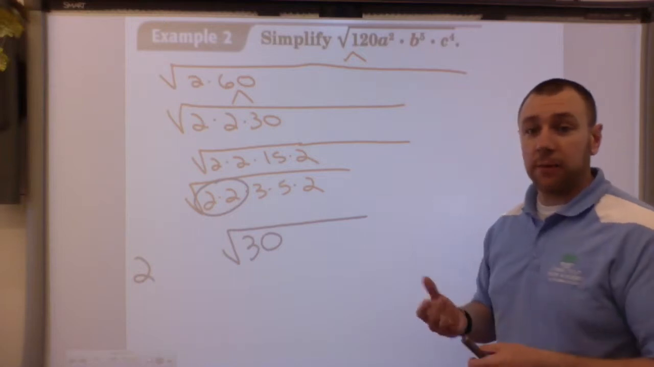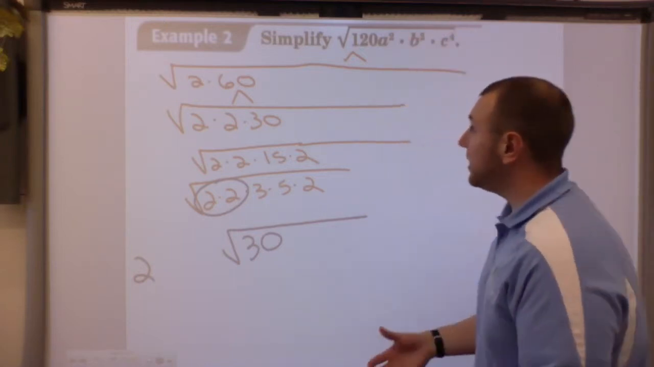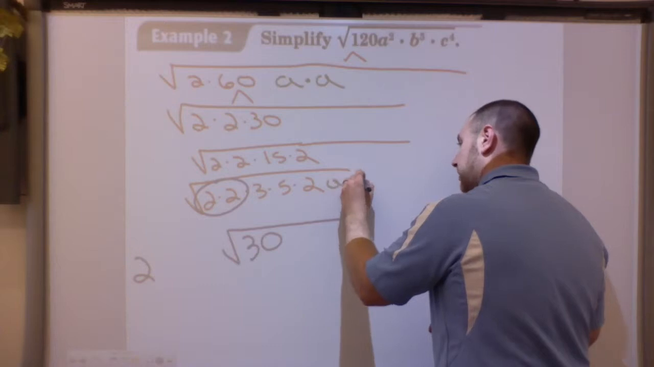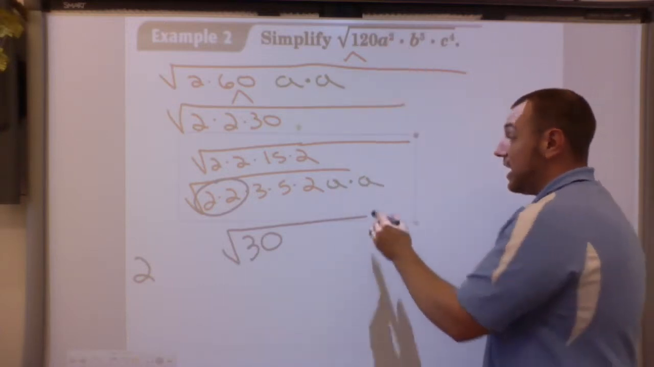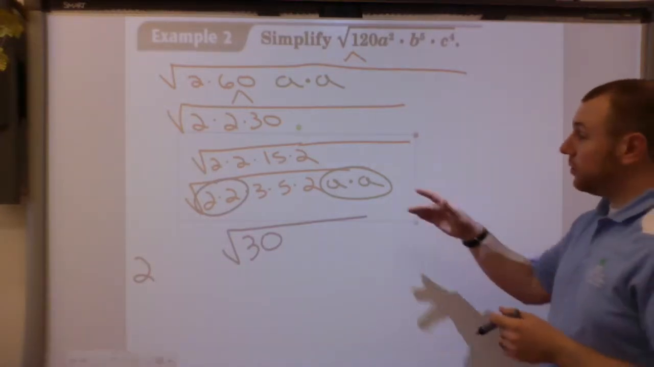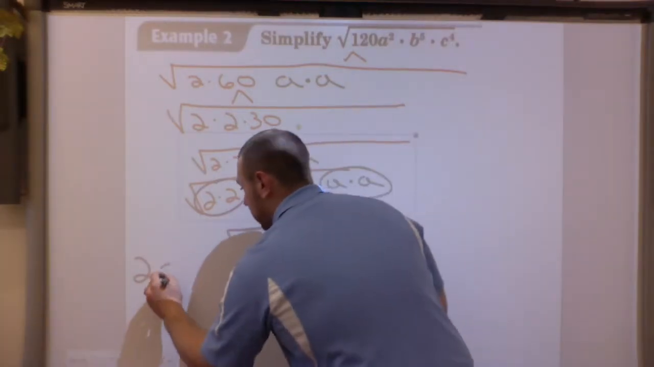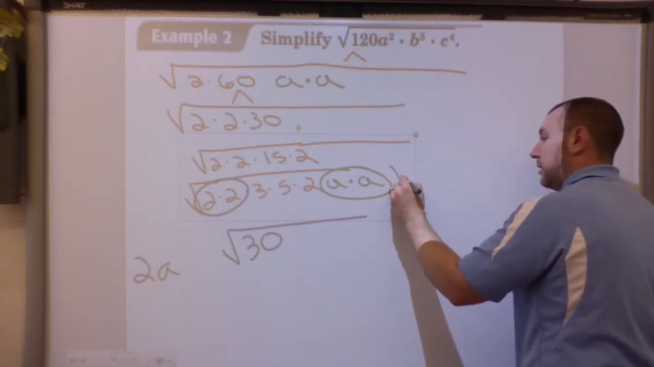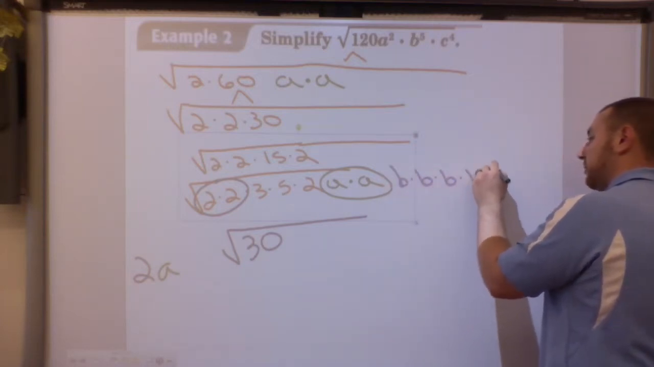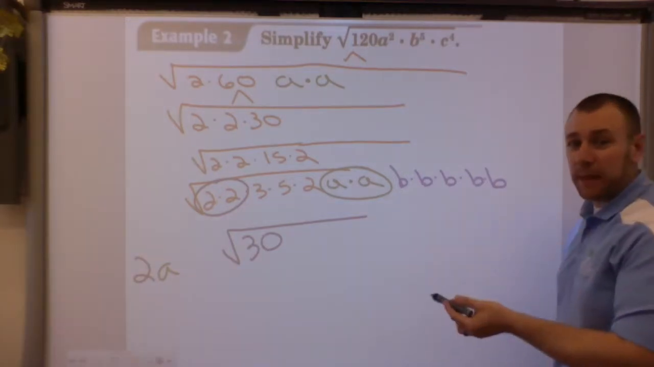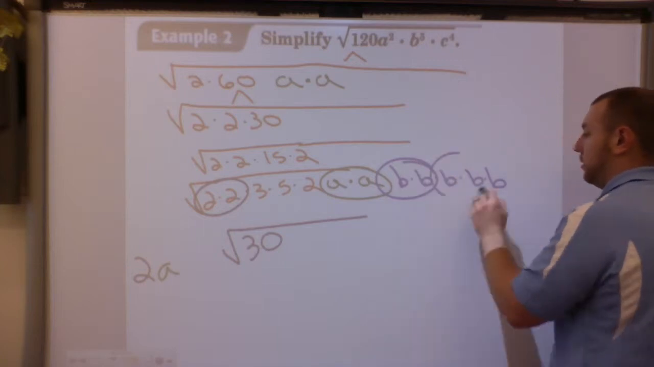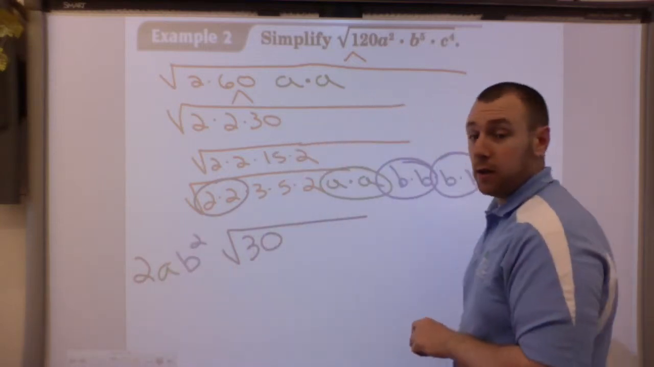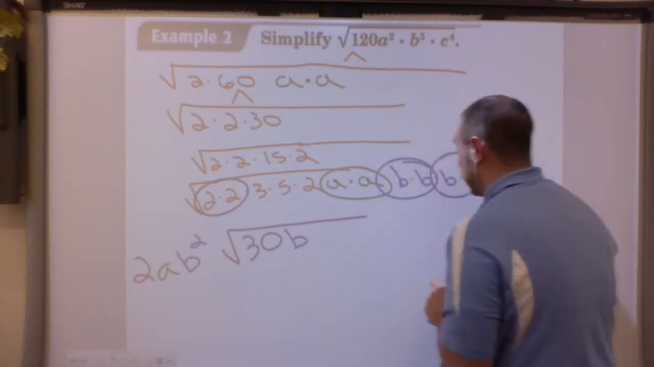Now, let's look at the variables. A squared. A squared is really A times A. Okay, so it's A times A. Okay, I'm skipping all the way down here. This is a pair of A's. So, for every pair that I can make, I can take 1 on the outside. For b to the 5th, it's really b times b times b times b times b. 5 b's. How many pairs? 2 of them. So 2 b's come out. B squared. One of those b's stays in because it doesn't have a buddy.